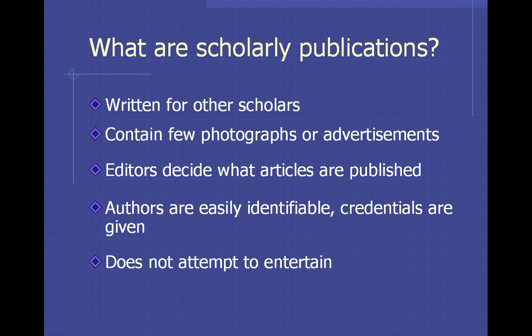The main purpose of the scholarly journal article is to report the original research or experimentation and to communicate the information to the rest of the scholarly world. So here you're going to have authors that may have particular credentials like a university degree or university affiliation. They're going to contain few photographs or advertisements.